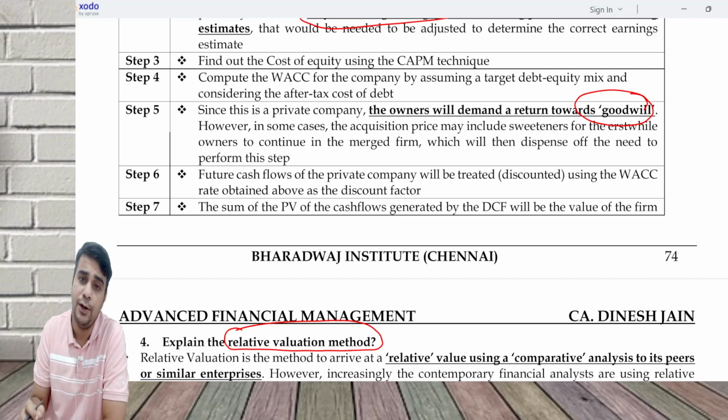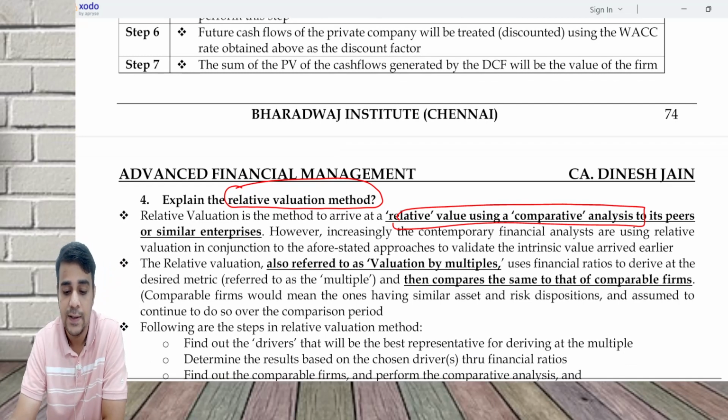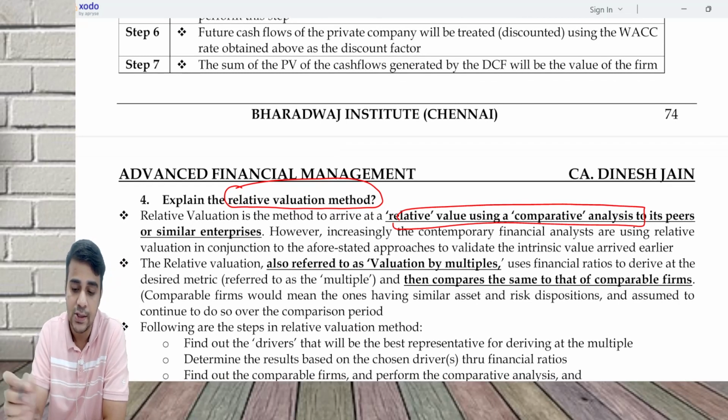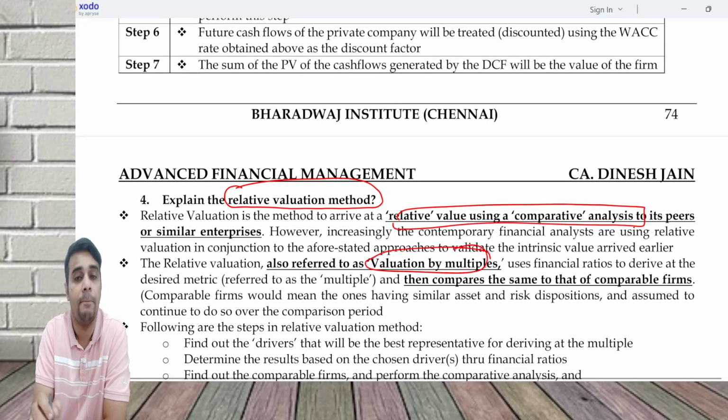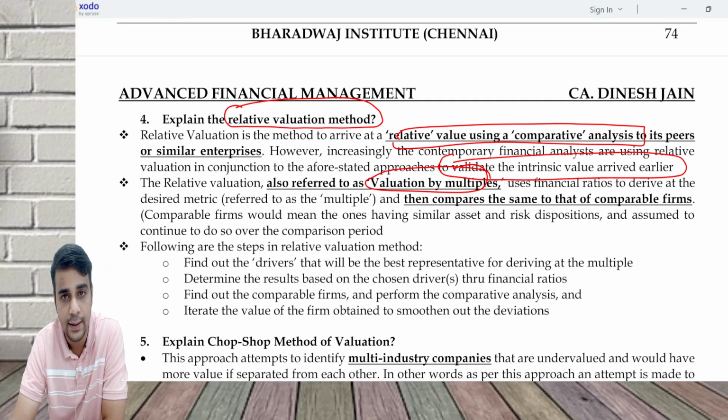Average market value to book value multiple, multiply with my book value. It is a method used at arriving at relative value using a comparative analysis to the peers or similar enterprises. This is also known as valuation by multiple, and as I said, a lot of people are using this to validate the value which you have arrived. You will try to validate or check whether whatever value you have arrived earlier is the right value or not. That validation can happen through a relative valuation method.